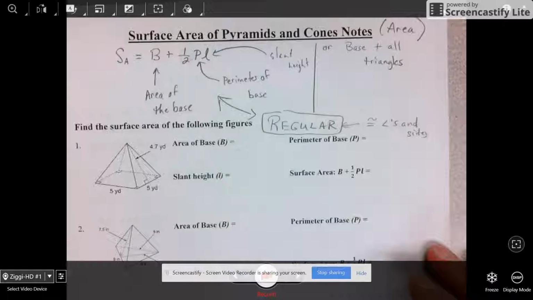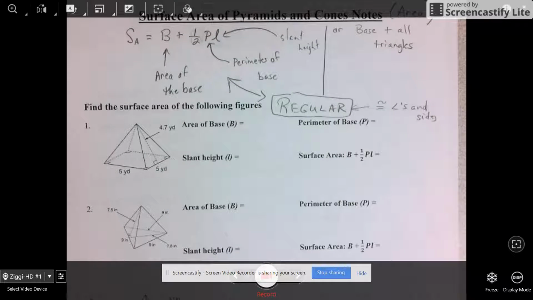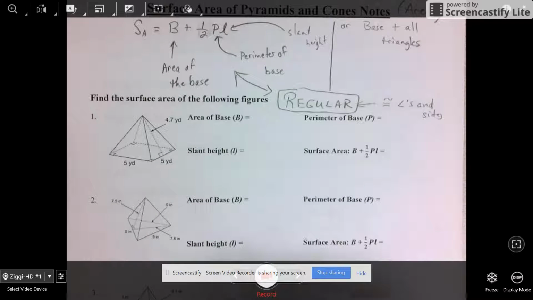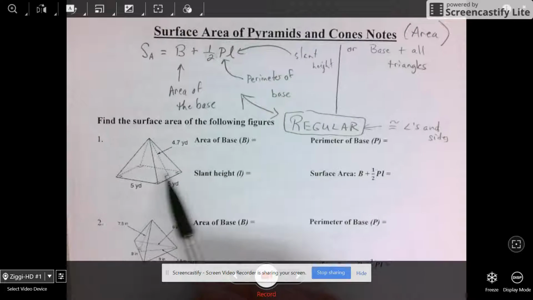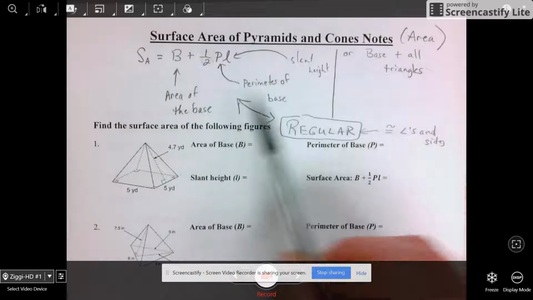Okay, so the second part of this video is the next page of your notes and practice. So we'll do a couple and then you can finish the paper. So you just want to always identify the shape first. We're looking at pyramids here.